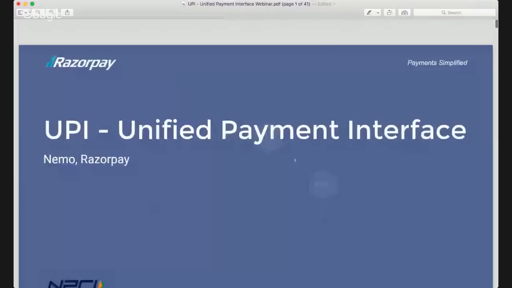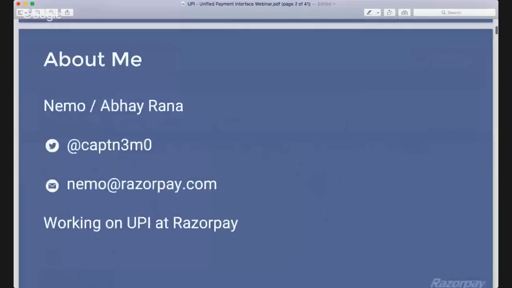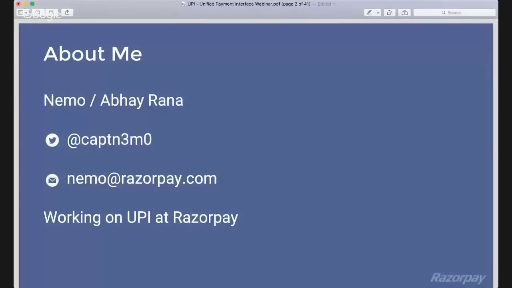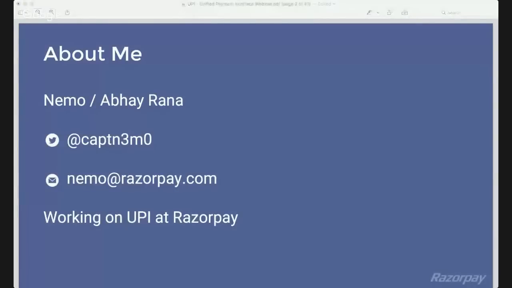So somebody asks, isn't Chiller doing the exact same thing already? No, they are not. UPI is vastly different from what Chiller is doing for the very reason that UPI works across bank accounts, which is vastly different.